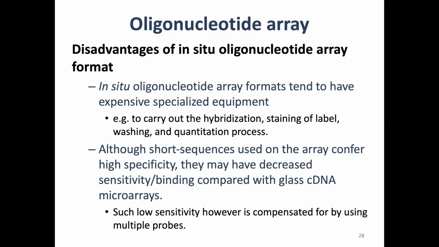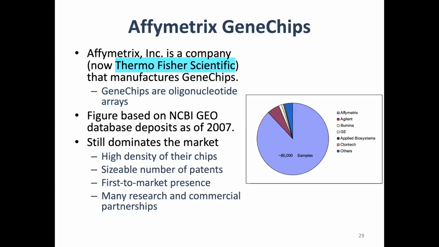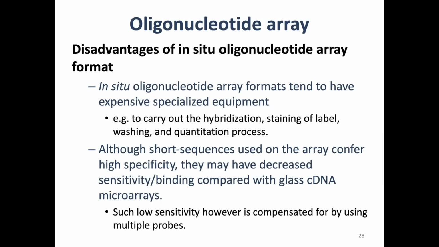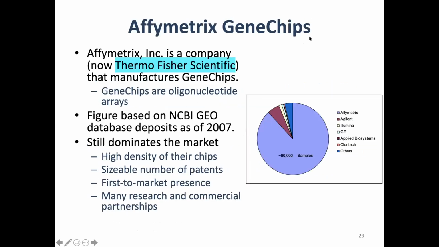That is one of the defects of oligonucleotide. We'll be discussing this oligonucleotide in more detail. Now, we move from cDNA versus oligonucleotide microarray to this Affymetrix gene chip.